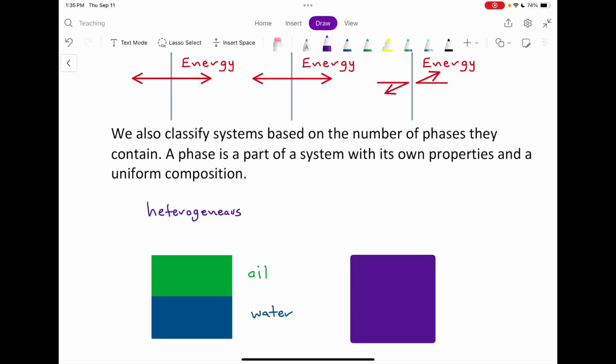And then on the right, we see just the single purple phase. This would be homogeneous. And again, I draw this distinction because we'll see cases in which we have a set of equations that may only apply to, say, homogeneous systems. So that's something that we need to be aware of course.